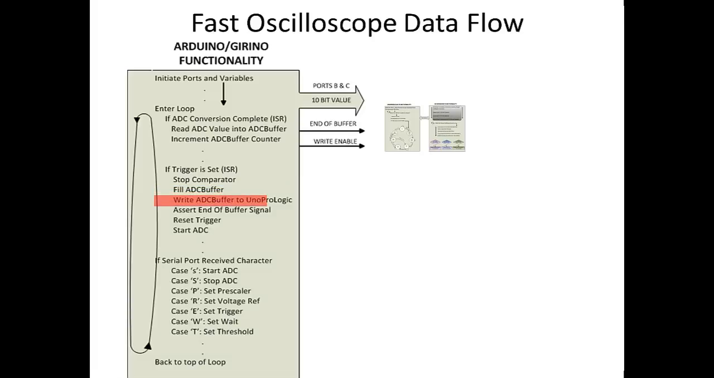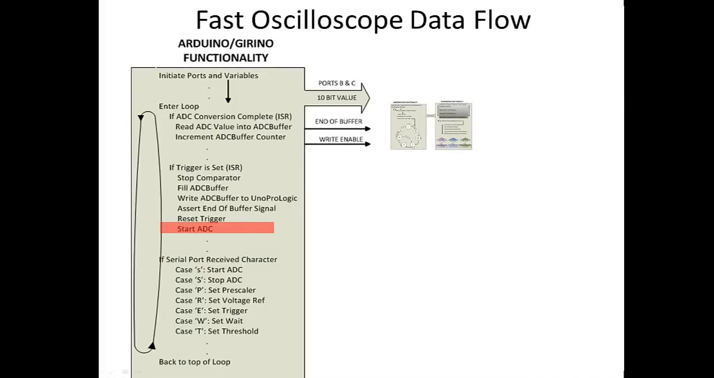When the ADC buffer has completed transmission, the Arduino code asserts the end of buffer signal. This signal is used to create the trigger 2 in the active trigger end term inside of the Uno Pro logic. After that, reset the trigger variables and restart the ADC and continue on with the loop function. During each cycle of the loop function, the serial port is checked to see if a new command has arrived at the C# application. If a new command has arrived, the Arduino code will break and perform the selected command.